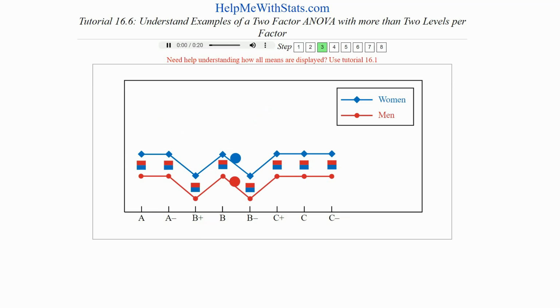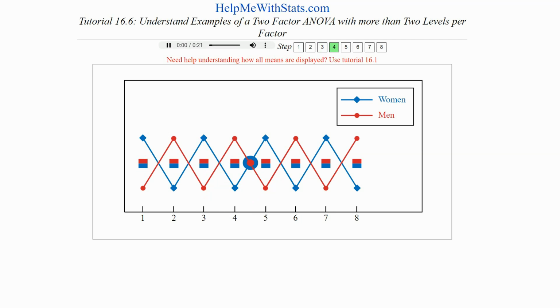This 2x8 ANOVA shows a main effect of gender because the mean of women, large blue circle, is higher than the mean of men, large red circle. There is a main effect of grade because the means of the different grades, red/blue squares, are not all the same. There is no interaction because the lines are parallel.